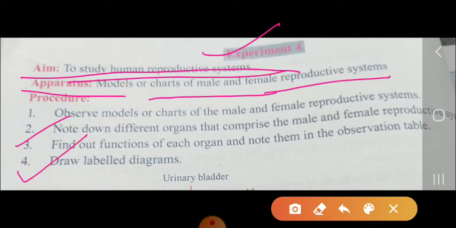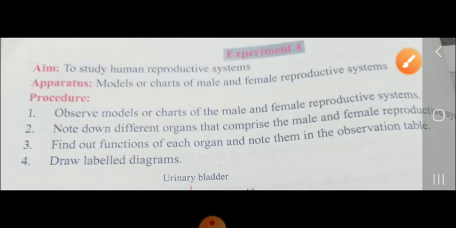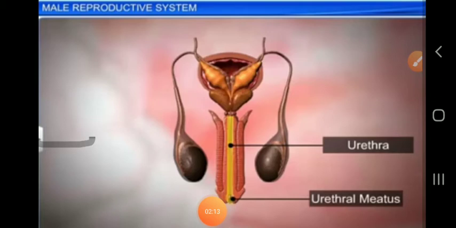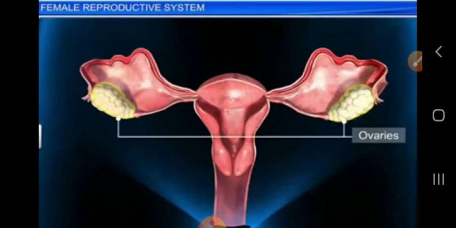Then we have to draw the labelled diagram. So let us see the diagram, children. I'll just show the diagram, then I'll explain. Just see here. Children, see, this is the male reproductive system. You can see clearly, and I'll explain. And this is the female reproductive system. So now we'll see about this.